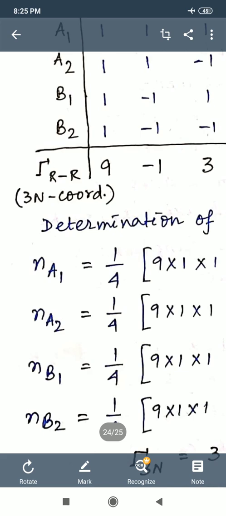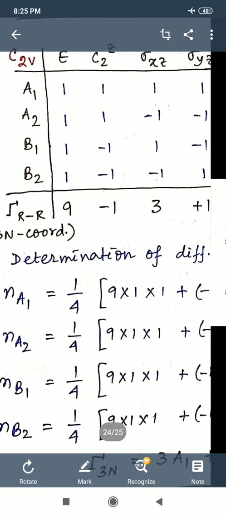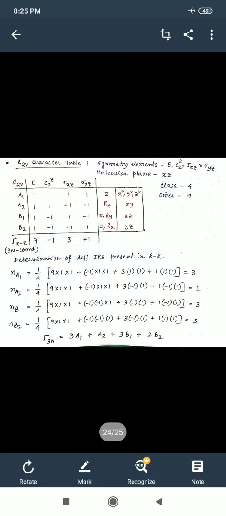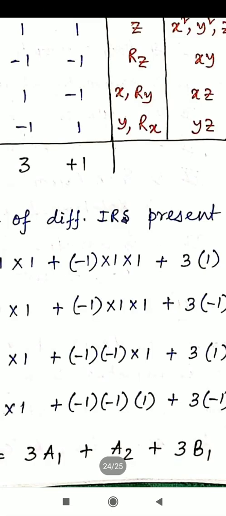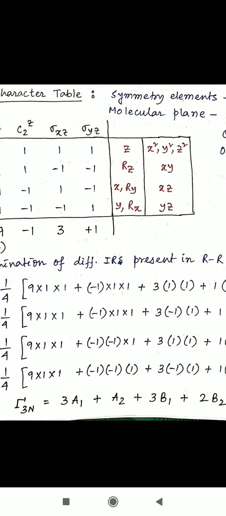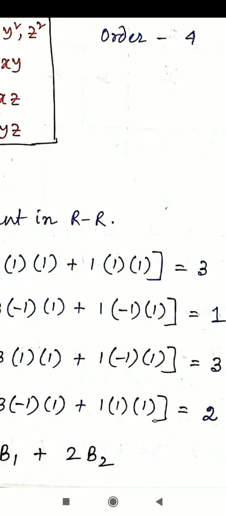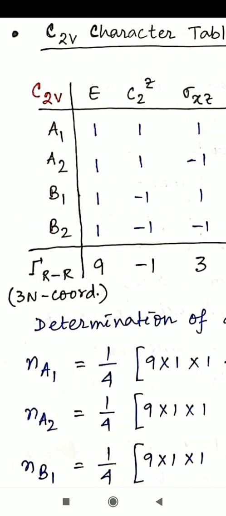In case of NA1, I have written 1 by 4 into 9 into 1 into 1 plus -1 into 1 into 1 plus 3 into 1 plus 1 into 1 into 1, and after these I have written 3. In a similar way, you can write NA2. In case of NA2, what we have to write?